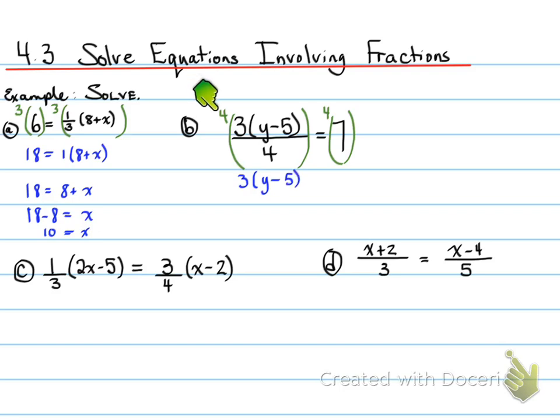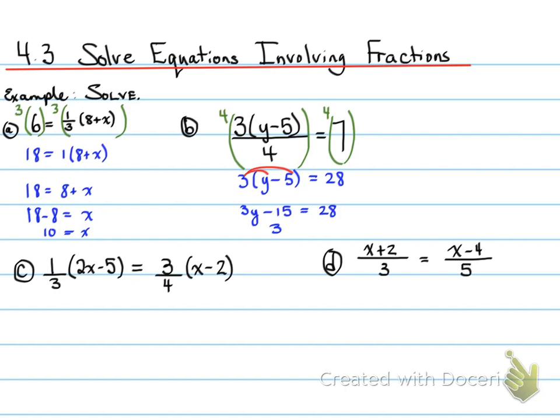That is, one more time, 4 divided by 4, which is 1, times 3 gives us 3. 3 times what? 3 times y minus 5. On the other side, we have 4 times 7, which is 28. So 3 bracket y minus 5 is equal to 28. Expand out the 3, we end up with 3y minus 15 is equal to 28. 3 times y and 3 times negative 5 gives us 3y minus 15.